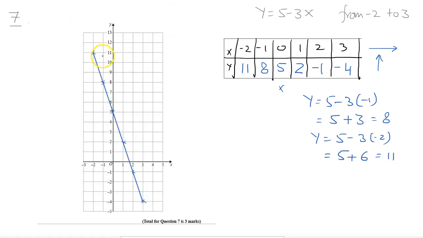So make sure your line must pass through all the points. So this is the graph.